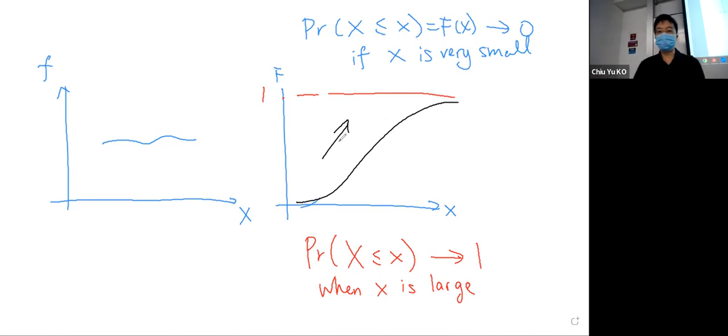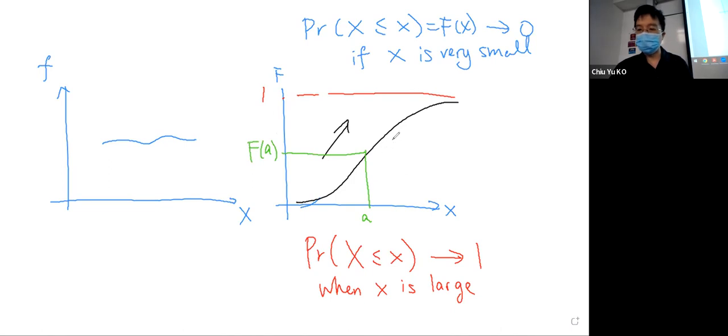Anyway, you don't need to know this, but the main thing is the following. Suppose I pick an arbitrary point here. This is A, and this is F of A.